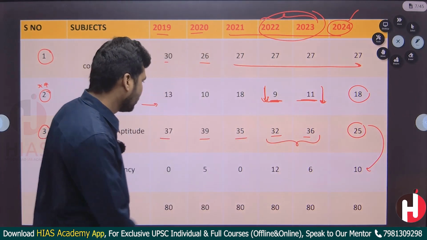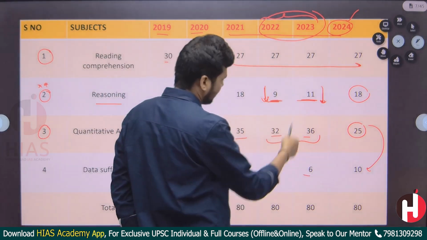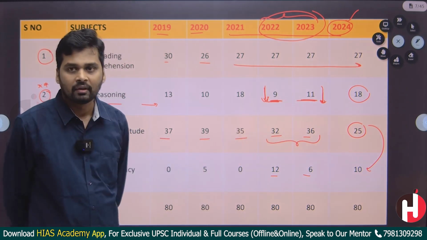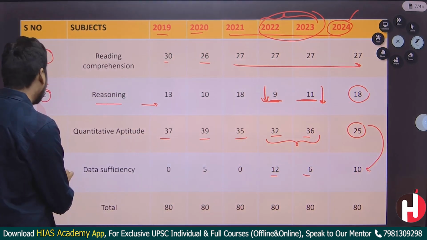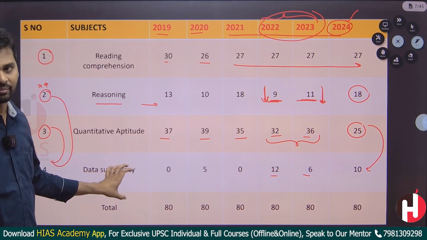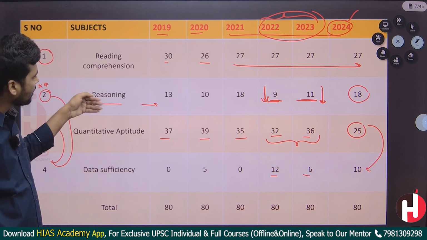Again, these 12 questions or 6 questions earlier, some of them are from reasoning, some of them are from quant. So data sufficiency is related to quantitative aptitude and reasoning only. It's not a separate subject. Data sufficiency is related to the quantitative aptitude and reasoning.